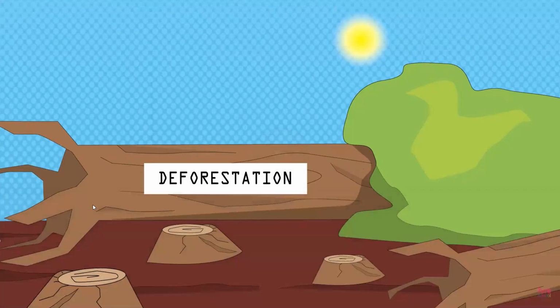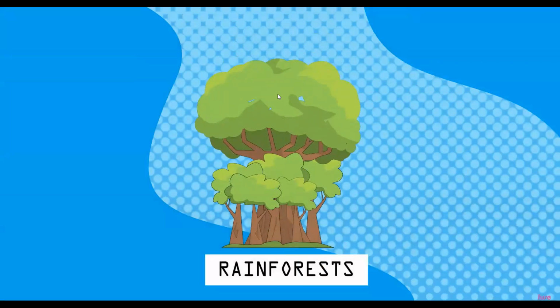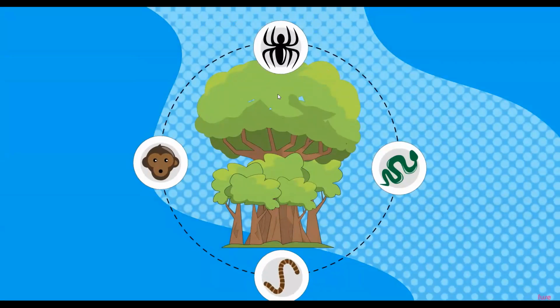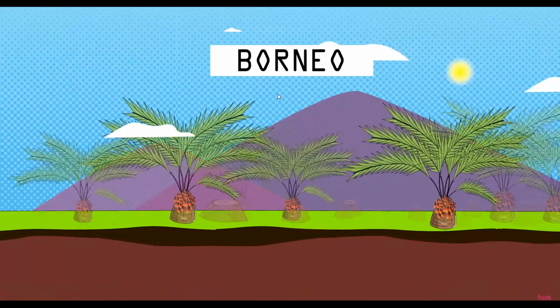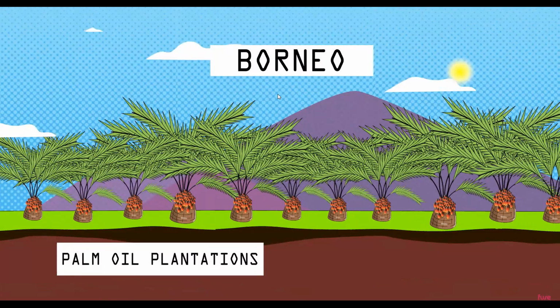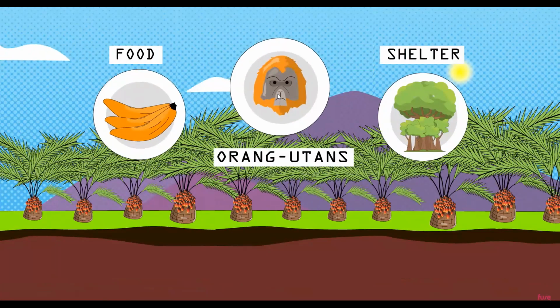The planet. Ancient forests, such as rainforests, are unique ecosystems. They can support a high biodiversity and are home to species that can only live in that habitat. For example, in Borneo, rainforests are being cut down to make room for palm oil plantations. The species that live in the rainforests cannot survive in the plantations. They may not be able to find food or shelter, like orangutans, who are an endangered species.